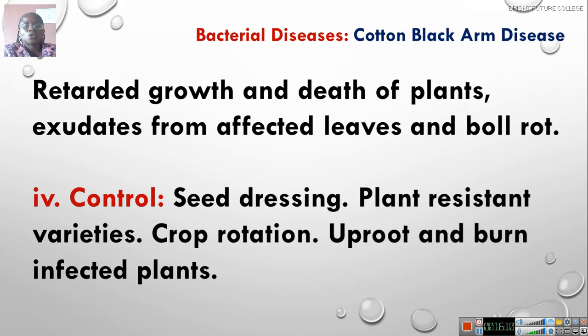How can we control this disease? We can control it using plant resistant varieties. Another one is seed dressing. Another one is crop rotation. And sometimes you can uproot and burn the infected plant. It's also a control measure.